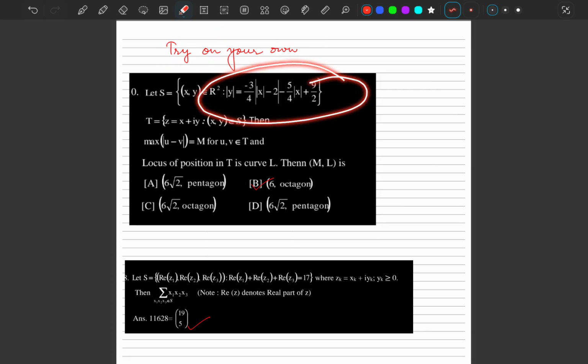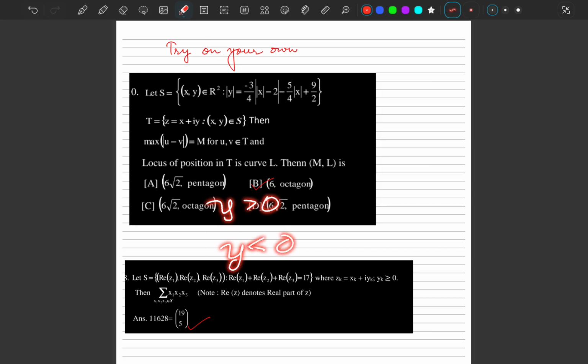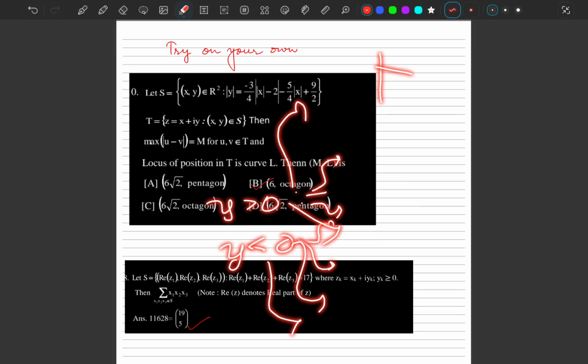This is a good locus. If you see locus is asked, it will come out to be an octagon. You have to just plot a graph and take cases like y is greater than 0, y is smaller than 0. Then in these 2 cases you have to take, actually 4 you have to take, right? For x from 0 to 2, then 2 to infinity, then minus 2 to 0, and minus infinity to minus 2.